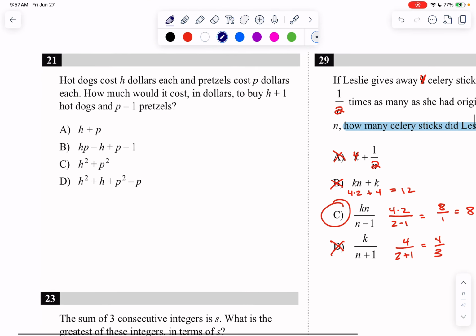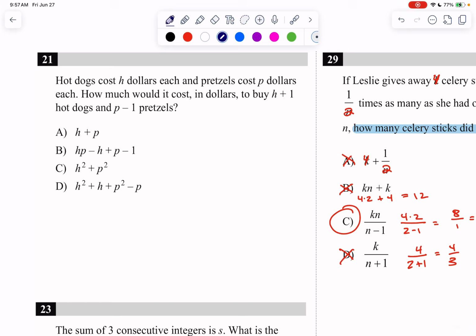Let's go for 21, yes? Hot dogs cost $H each, and pretzels cost $P each. How much would it cost in dollars to buy H plus 1 hot dogs and P minus 1 pretzels? So let's plug in for our variables right away. I'm going to say H is 5 and P is 6. Okay, so hot dogs cost $5 and pretzels cost $6. Now, do they have to influence each other? No, it looks like we could pick these independently. Yeah, they're not stated as a relationship, so we can keep them just like that.